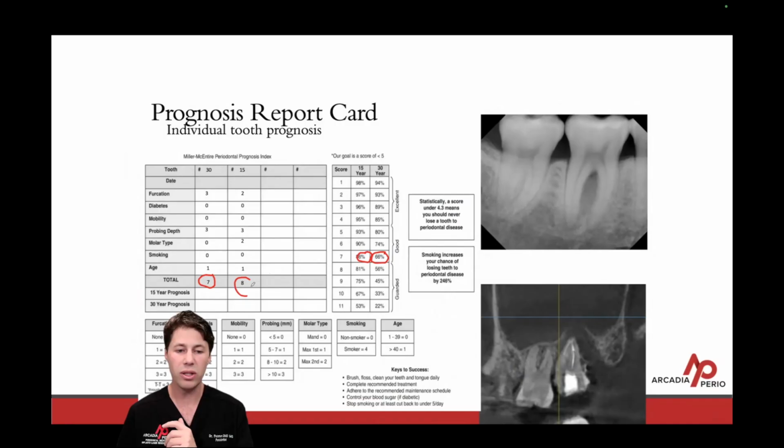But now when you look at tooth number 8, look at the difference, we go from good to guarded. 81% at 15 years, and 56% at 30 years. So just a good tool to help you explain, hey, how likely are we to keep this tooth? Or what's the chances it's going to go? And do we want to attempt to save that tooth? Or should we just go ahead and remove that tooth at this time? These are all factors to consider using this periodontal prognosis report card as an adjunctive tool.